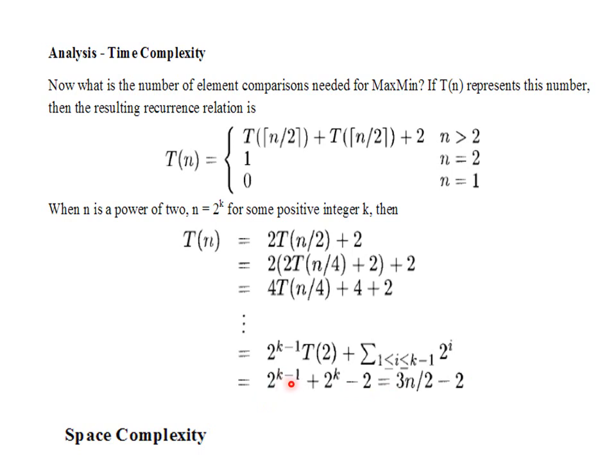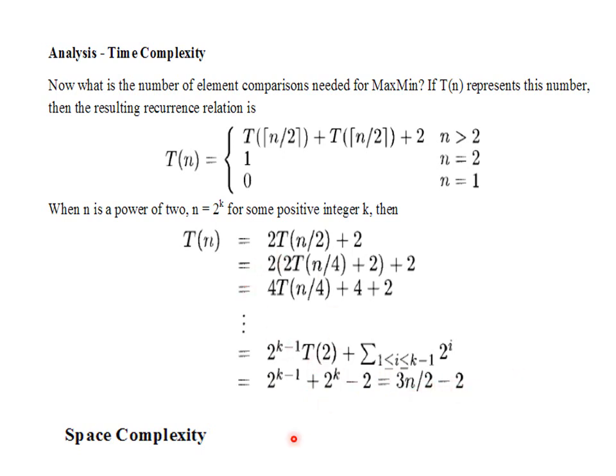So what is here? 2 to the power k minus 1 plus 2 to the power k minus 2. Here 2 to the power k is equal to n. So 2 to the power k minus 1 we can write as n divided by 2, plus 2 to the power k minus 2. So 2 to the power k can be replaced by n: n divided by 2 plus n minus 2. If we add this, we will get 3n divided by 2 minus 2.